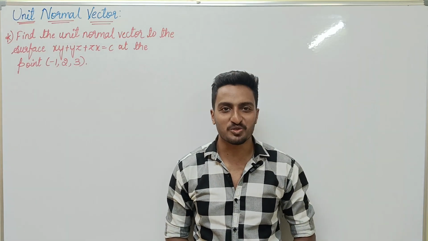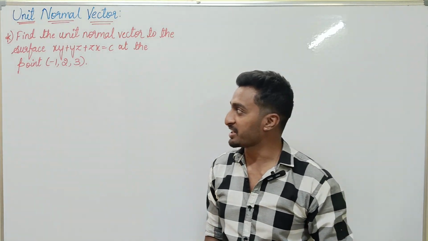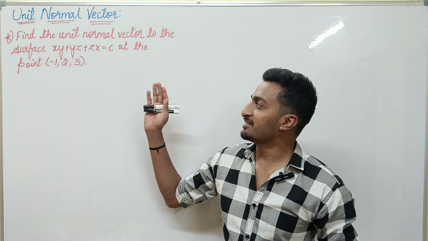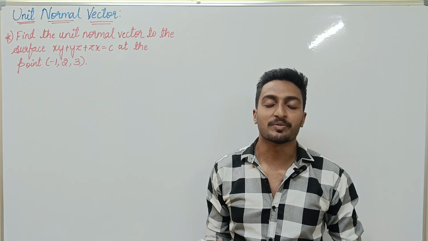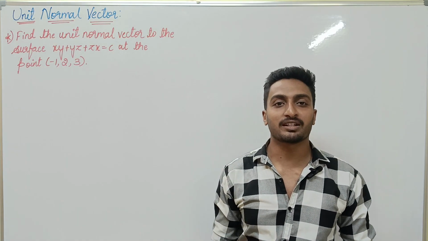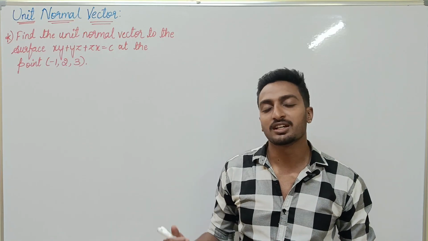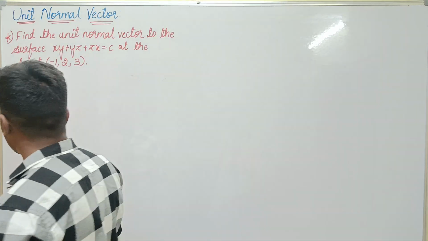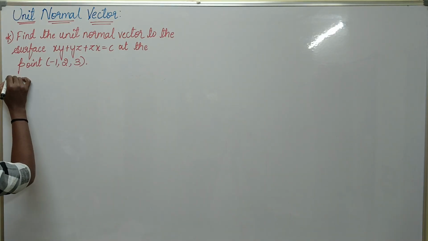Today, let us learn how to solve the problem on unit normal vector with respect to the scalar function xy plus yz plus zx equal to c at the point -1, 2, 3. How to represent the unit normal vector and how to find the solution at the point -1, 2, 3. Now, let us see.